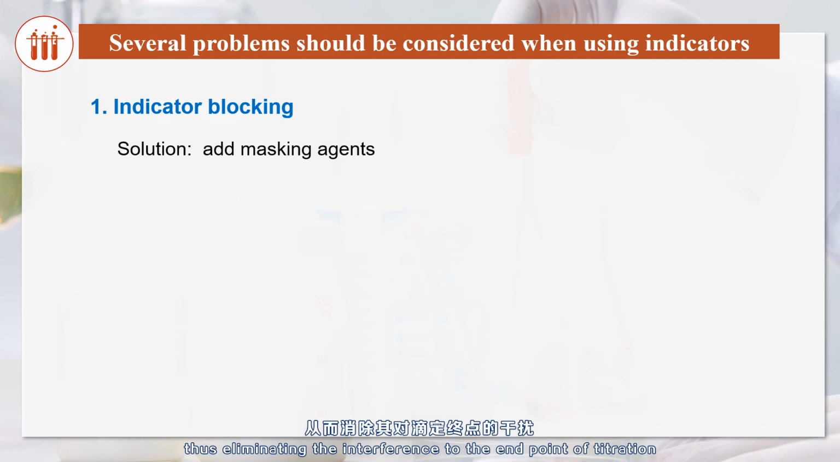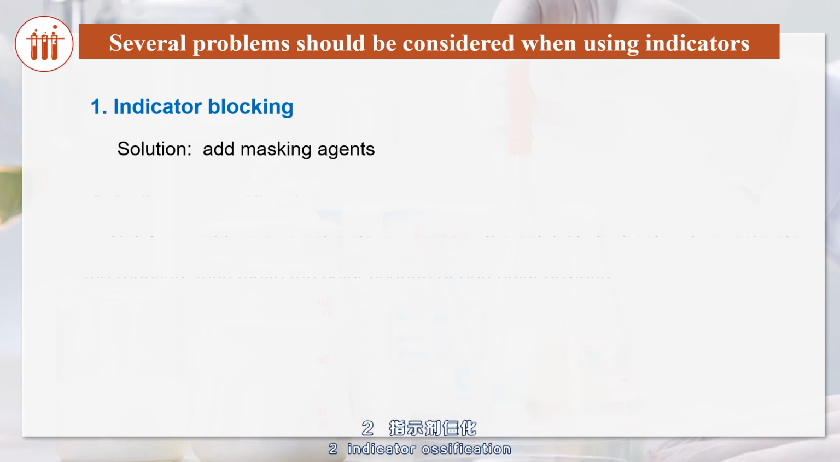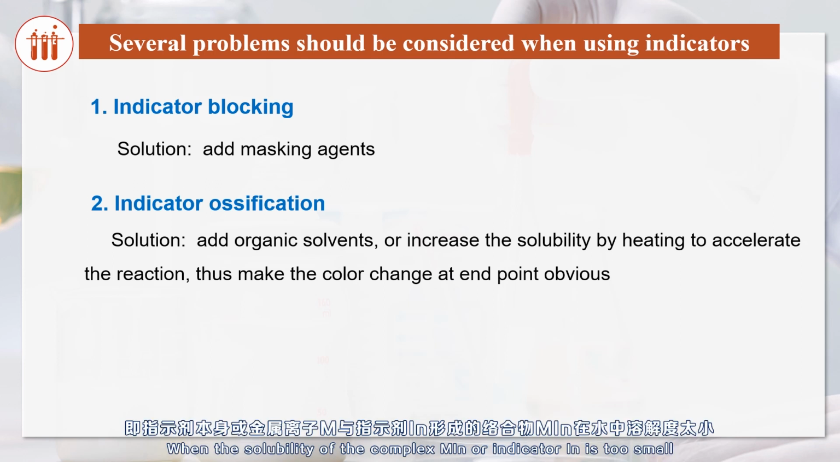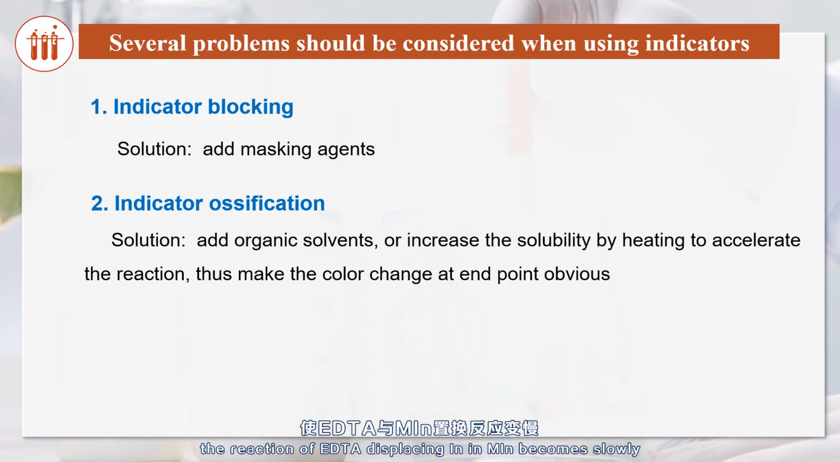Indicator ossification. When the solubility of the complex MIn or indicator In is too small, the reaction of EDTA displacing In in MIn becomes slow, so the endpoint is delayed. Solution: add organic solvents or increase the solubility by heating to accelerate the reaction, thus making the color change at the endpoint obvious.